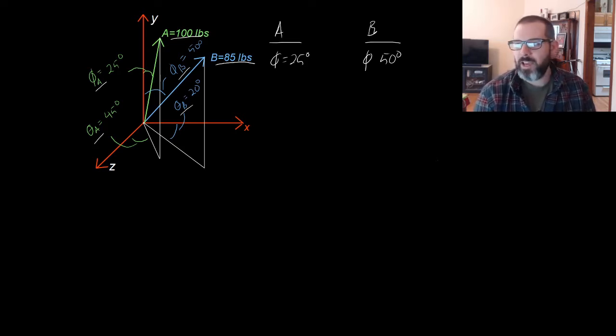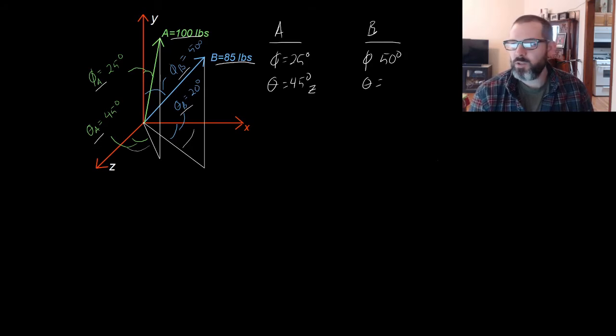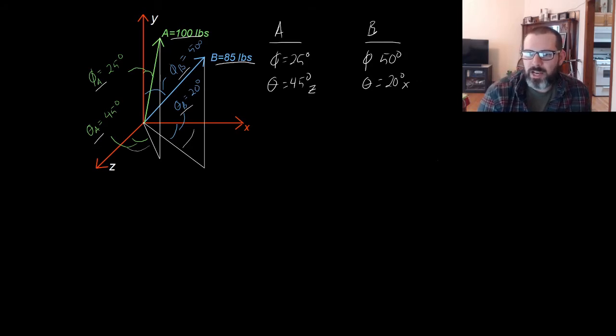The transverse angle from A is 45 degrees. And an important thing to note, for A, it's measured to the z-axis. For B, it's measured to the x-axis. So this is 45 degrees. And I'm going to make a little notation here at the bottom. Sub z, this theta is equal to 20 degrees. This is from x. With those things, we can start calculating the rectangular coordinates for each of these.